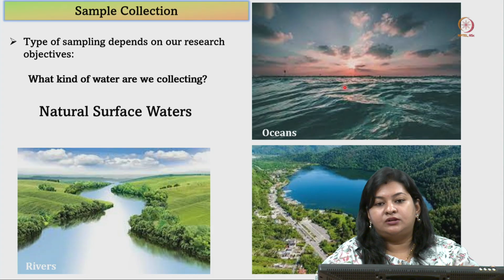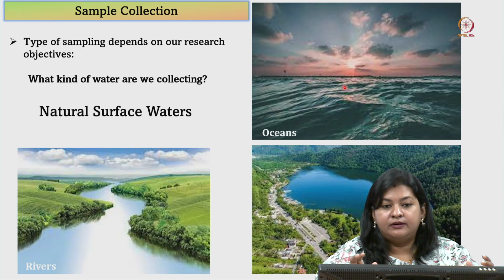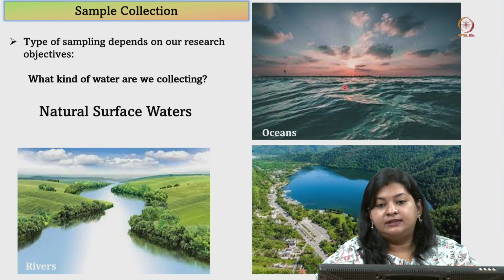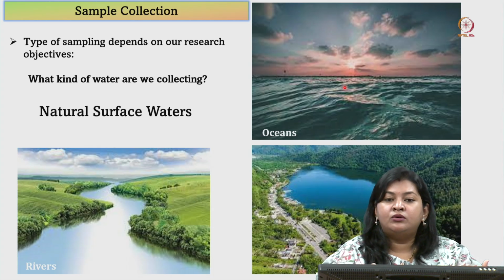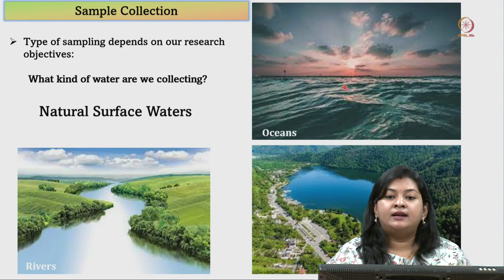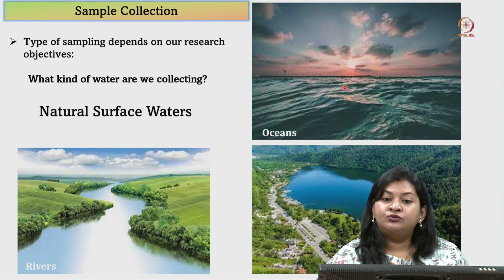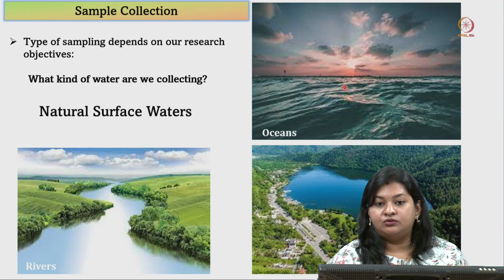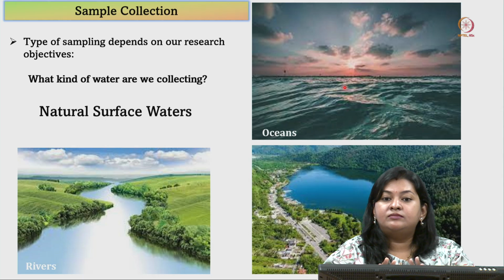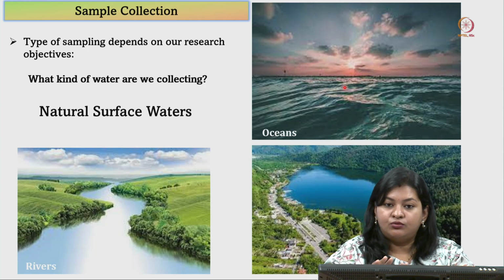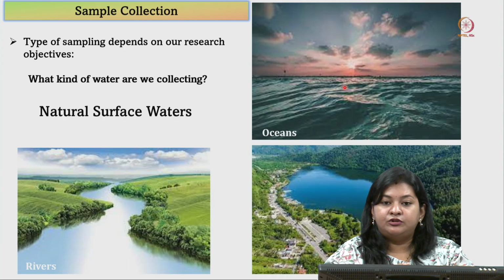So, moving again, as I said in the very beginning of the lecture itself, this particular course is about natural surface waters. So, that is oceans, rivers, lakes, and the type of sampling depends on our research. That is, what are we collecting? Is my research related to very long term observations? Will it be useful if I conduct my research in oceans? Am I interested in doing very long term studies? Then we have to look into research in oceans. So, the chemical oceanography we should be looking at there.